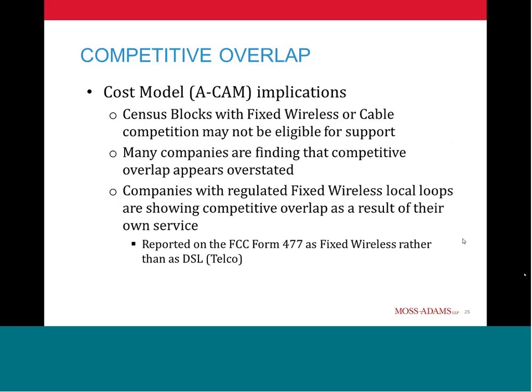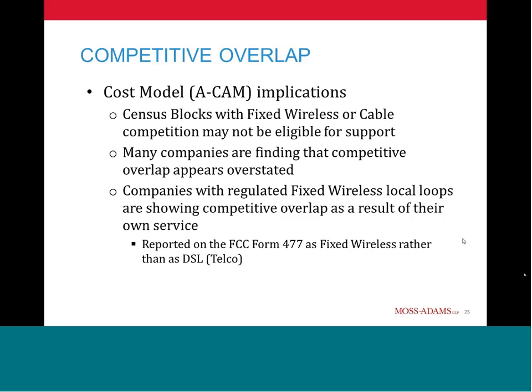So shifting gears a little bit, and it's directly related to this, but some cost model implications as we dig deeper and deeper into and understand more the alternative Connect America model, trying to understand the results of that. One of the primary drivers of support in that model is the amount of competitive overlap that a company has. So any census blocks with fixed wireless or cable competition may not be eligible for support. So one big concern there. Many companies are finding, as we dig deeper and deeper into that, that the competitive overlap appears to be overstated, again, potentially for some of the reasons that I've already indicated.